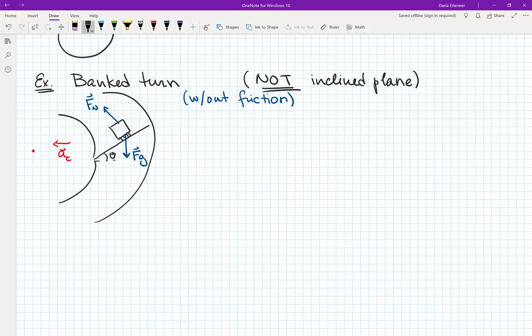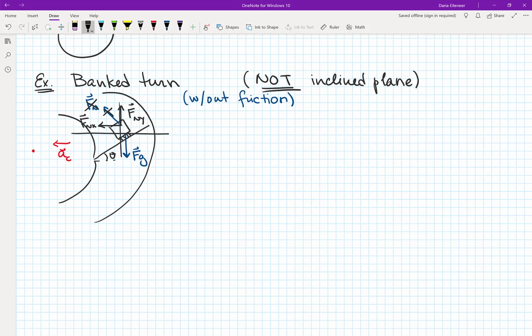So because this is not inclined plane, I am actually going to keep my axes, X and Y, in the standard orientation. Okay, so X is horizontal, Y is vertical. And what I'm doing here is I'm lining up the x-axis with the acceleration, because I don't want to deal with two-dimensional acceleration. So this time what I'm going to do is I'm going to break up the normal force into two components, x and y, like this. Okay?